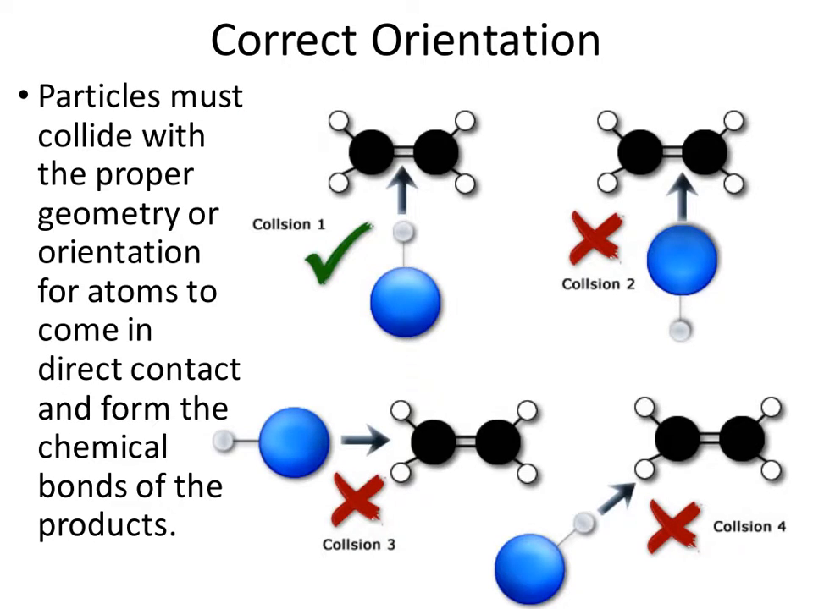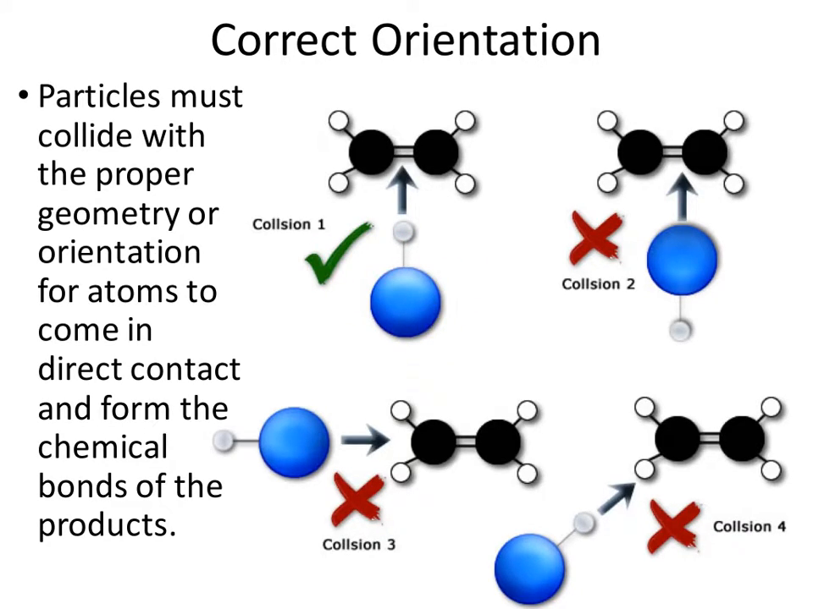So what does it mean by correct orientation? Well, they have to hit in the proper geometry. Now this depends on the reactants. Different reactants means different requirements. And here we have ethene, because we have a double bond, or ethylene, as you used to call it. And here we have hydrogen chloride, for example. We have a hydrogen, we have chlorine.